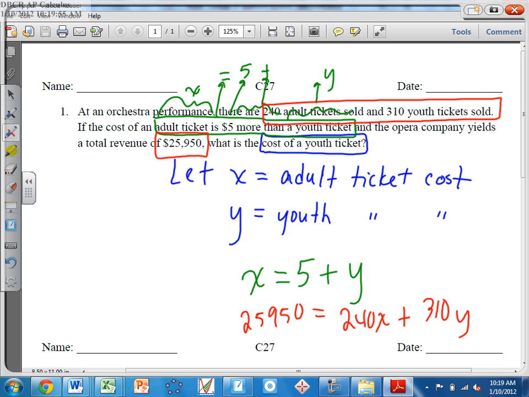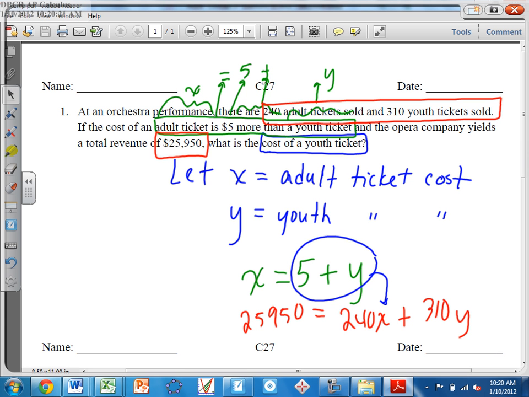Okay? Now, I'm going to show you something today. And from last class, if you remember, I would probably use substitution here. Because, take a look, isn't X solved for already? Yeah. So you can take this quantity and substitute it in for X. Remember that substitution method. So take the quantity that is circled and substitute it in for X. Okay?